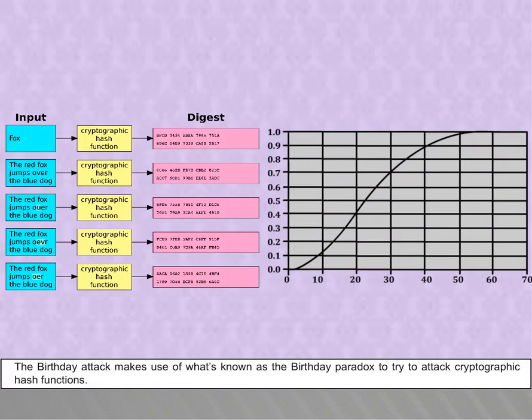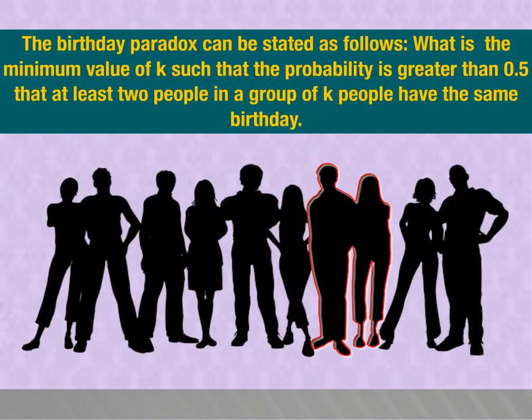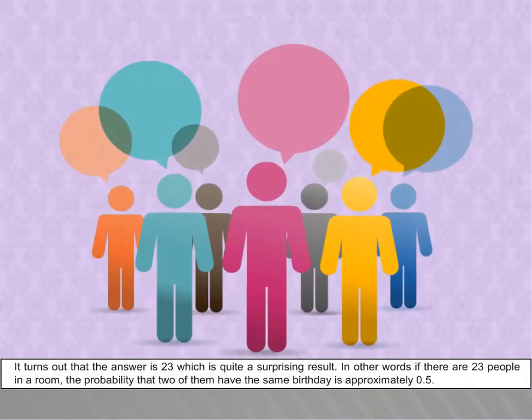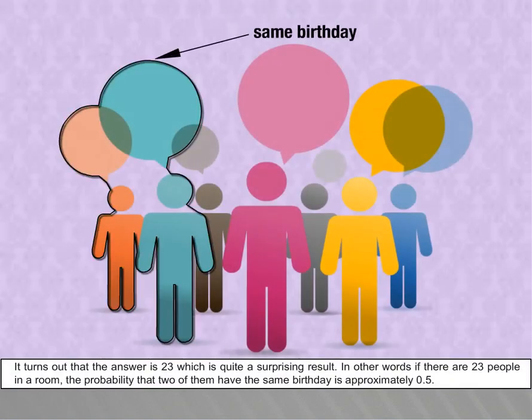The birthday attack makes use of what's known as the birthday paradox to try to attack cryptographic hash functions. The birthday paradox can be stated as follows. What is the minimum value of k such that the probability is greater than 0.5 that at least 2 people in a group of k people have the same birthday? It turns out that the answer is 23, which is quite a surprising result. In other words, if there are 23 people in a room, the probability that 2 of them have the same birthday is approximately 0.5.